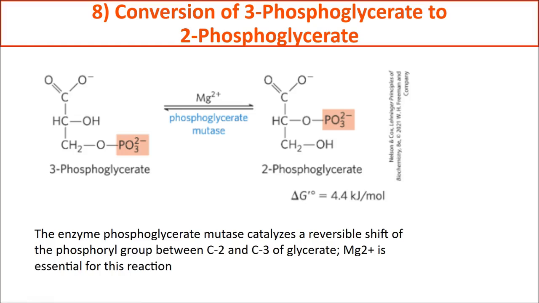And now from there, step 8, we have the conversion of 3-phosphoglycerate to 2-phosphoglycerate utilizing the enzyme phosphoglycerate mutase, along with having magnesium cation. And thus, you'll see that that phosphate group moves from the 3rd position to the 2nd position of this carbon chain.